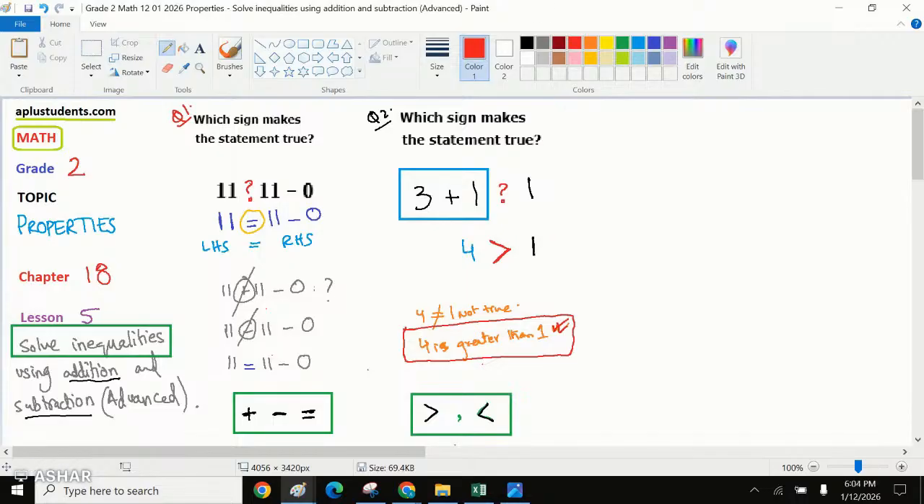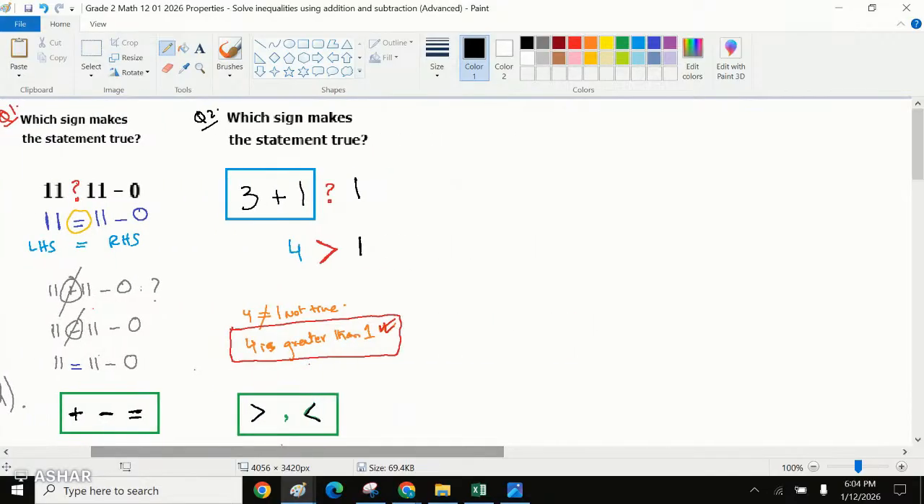Okay, we can consider this sign as an alligator mouth, right? So if there are 4 sheep and there is one sheep on one side, the alligator would eat the 4, right? Would go for the more. So whenever the open mouth is there, it refers to the bigger value. Okay, so we can say that this statement is true when we put 4 is greater than 1. Agreed? Any questions till now?